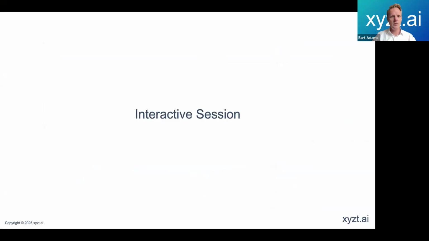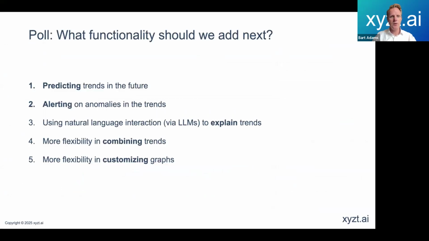That being said, before we go into the QA, we have one poll to get some roadmap feedback from you. And the poll is related to trend analytics. What functionality should we add next? And the first option is, of course, predictive. Seems like a logical thing when you do trend analysis.